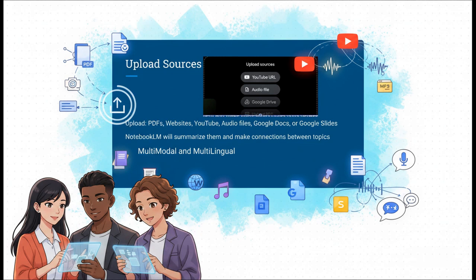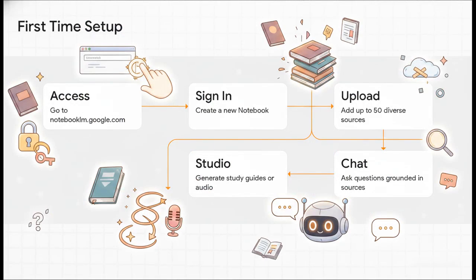How cool is that? Here is your incredibly simple setup workflow. Step 1, head over to notebooklm.google.com. Step 2, sign in and hit Create Notebook. Step 3, upload your sources. And by the way, the free tier supports up to 50 sources per notebook. Step 4, start asking questions in the chat. And Step 5, jump into the Studio panel to automatically generate study guides, FAQs, or those awesome audio overviews. That's the whole shebang. No coding, no API keys, zero friction.